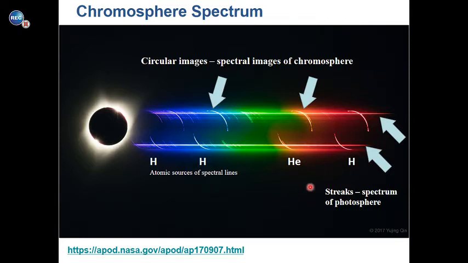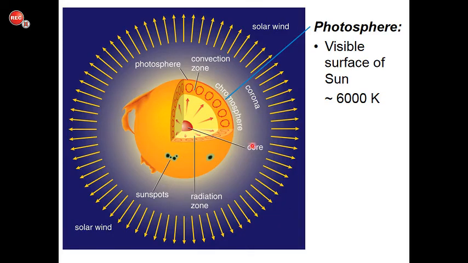And those streaks will have other elements in them that you can identify, and because it's a very hot object, it's glowing, they'll also have a background intensity. The photosphere is what we would call the surface. It's the thing we can see, and it's about 6,000 degrees Kelvin. It's the thing that has all the features on it in that first image that we showed.